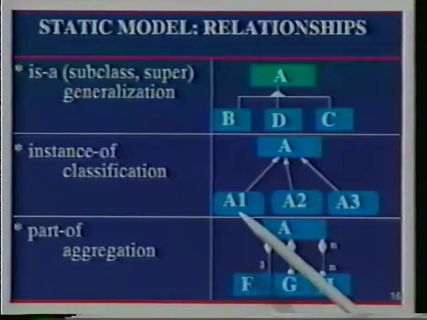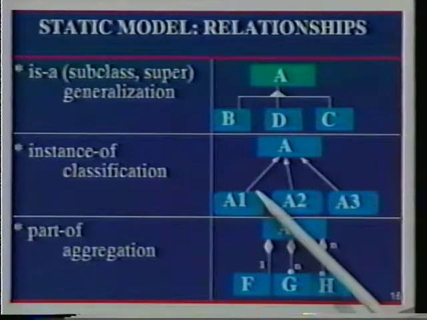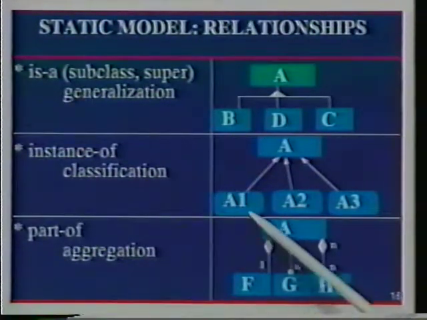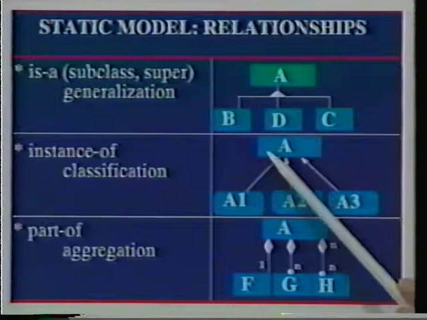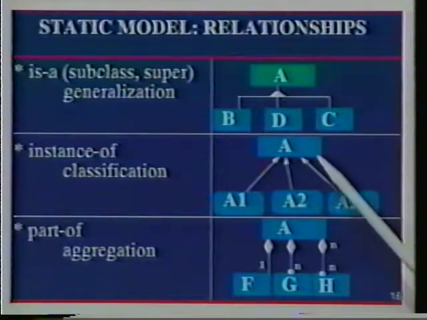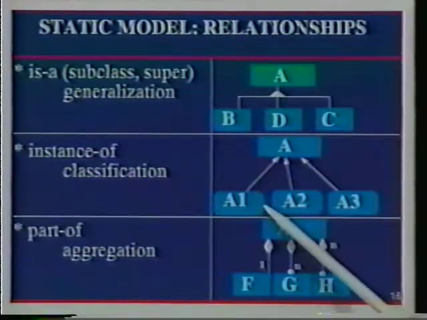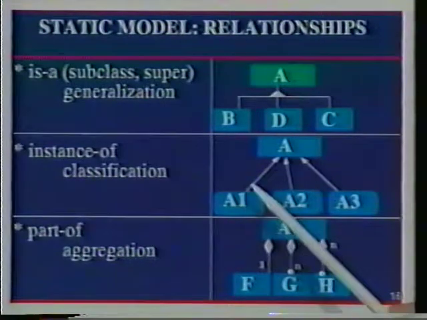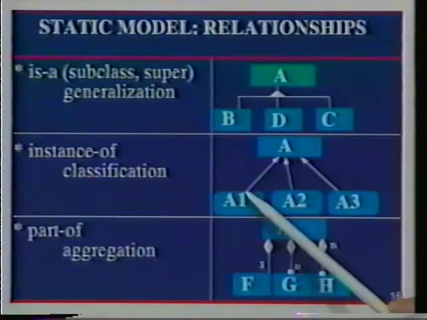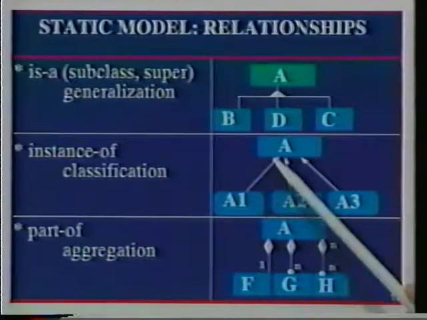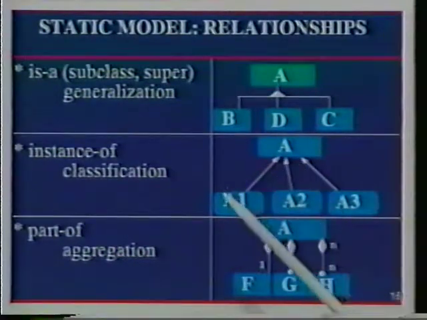In terms of classification, the individual objects are represented by these rounded rectangles, and again here we have the class object represented by this rectangle, the individual objects represented by rounded rectangles, and the instance of relationship we represent through this arrow.